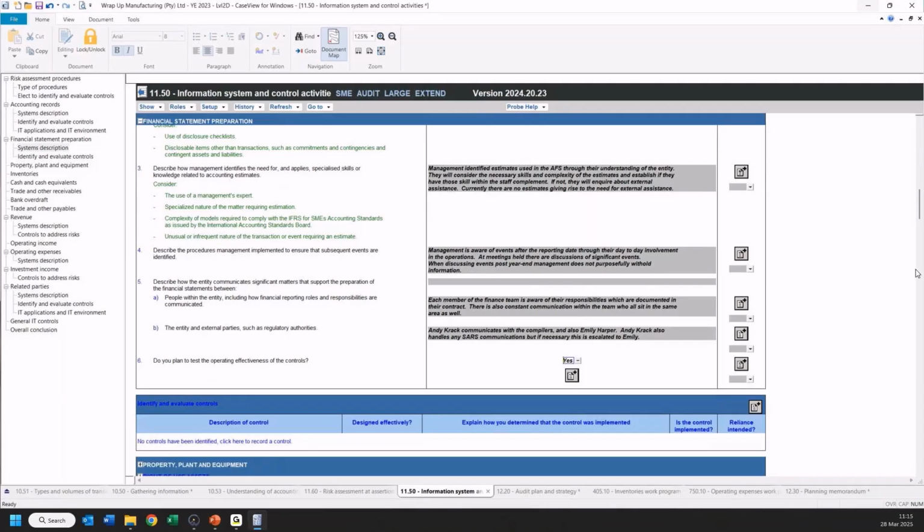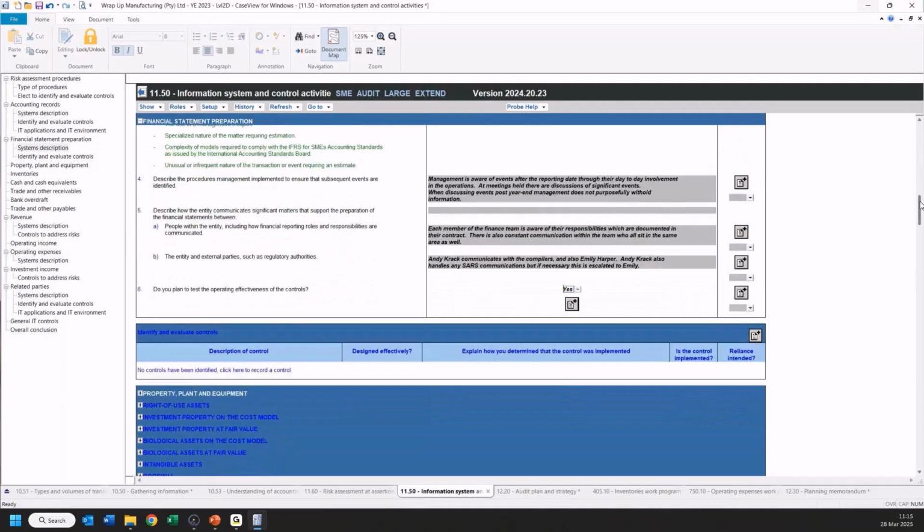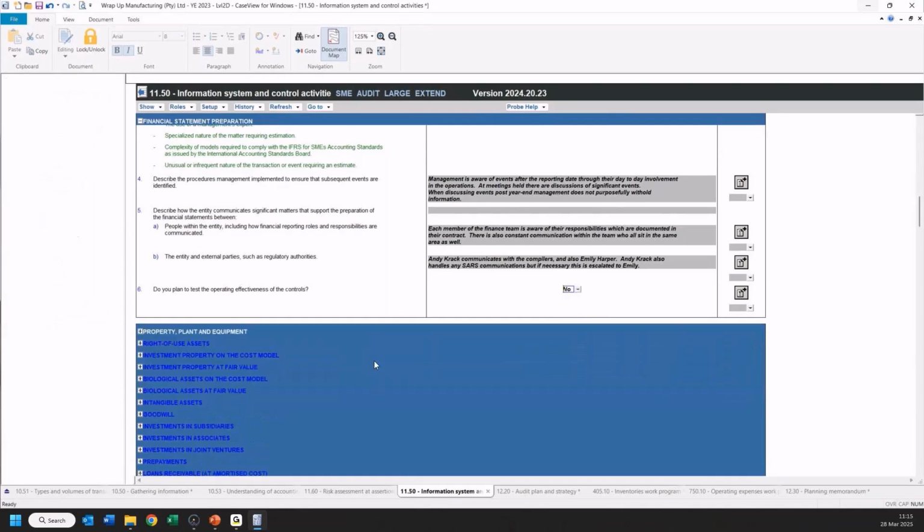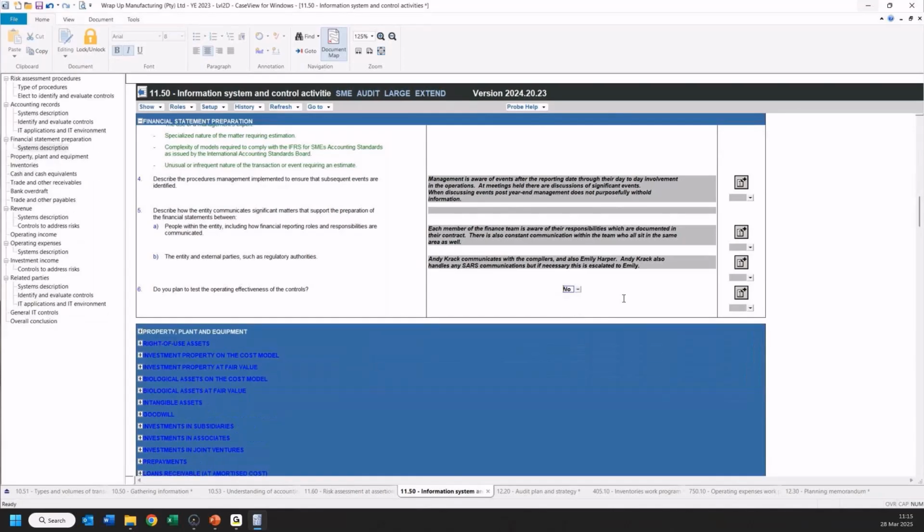If I had said yes, let's just see what it looks like then. If I had said yes, I want to record controls, I want to test controls, I want to see if I can test controls, then you will have this table. It's currently blue because there aren't any controls. You'll go record the control and then obviously hopefully be able to test them, because you're going to consider the design, you're going to consider the implementation, and then because you wanted to test them, you're probably going to say reliance intended yes, if the control is appropriately designed and implemented.